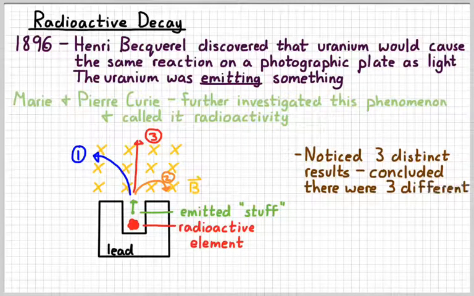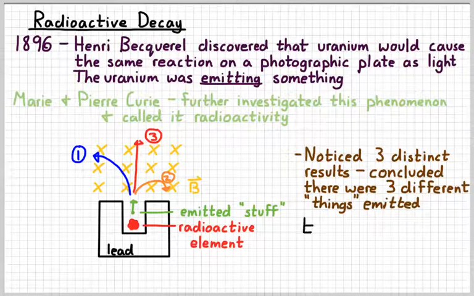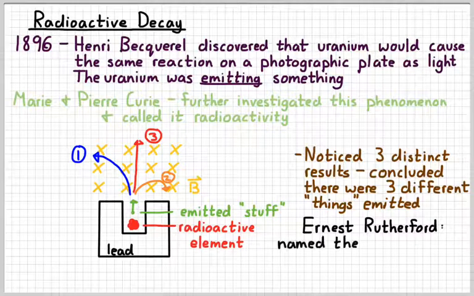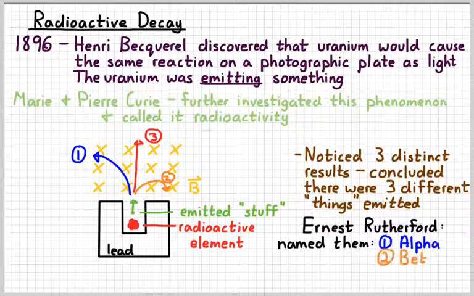So we can make the conclusion that there's three different things being emitted. And this guy by the name of Ernest Rutherford gave them names. He named them after the first three letters of the Greek alphabet: alpha, beta, and gamma. So let's take each of those things in turn.